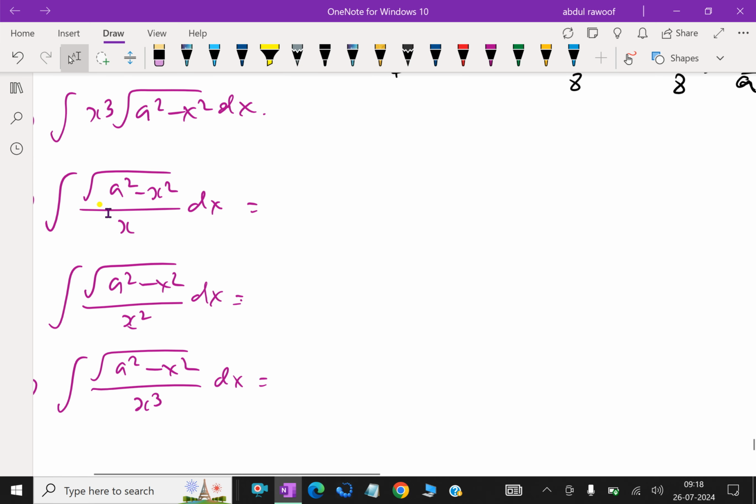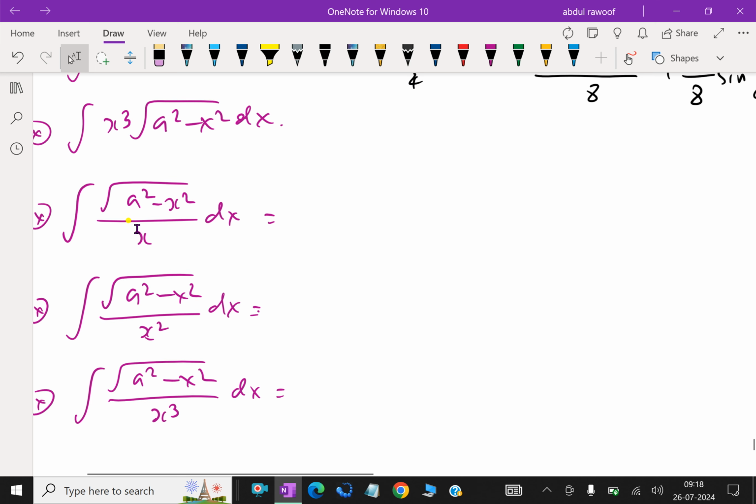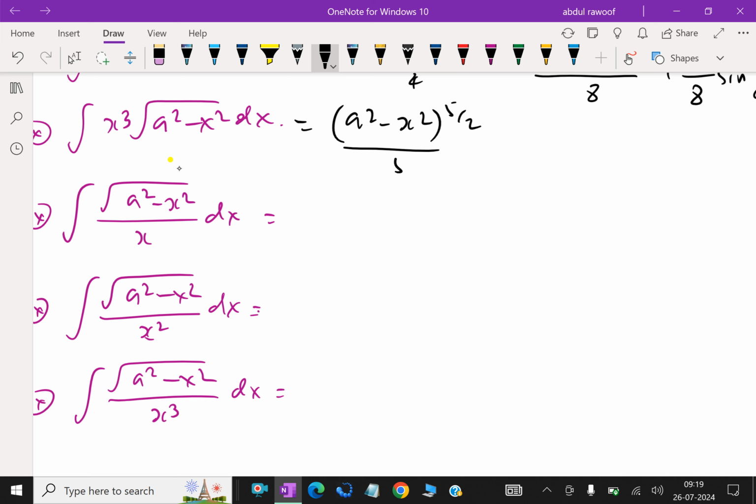Next one, integral x cube square root of a square minus x square, which is equal to a square minus x square to the power 5 by 2 over 5 minus a square minus x square to the power 3 by 2 over 3 plus c.